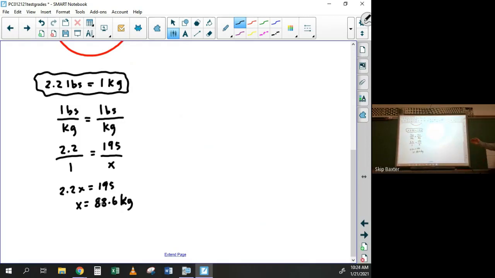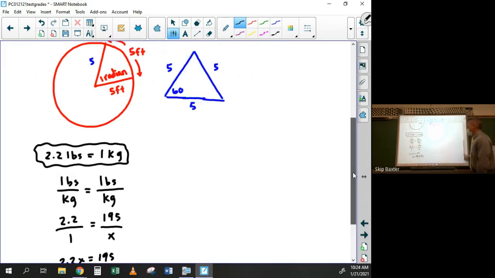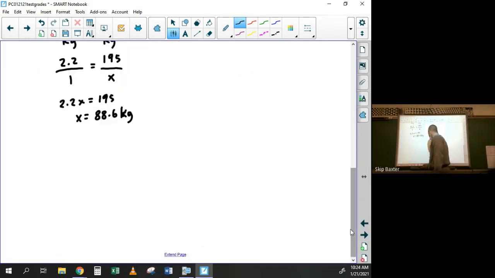So I could have switched from kilograms to pounds just as easily. The variable would just be on top, right? Instead of on the bottom. So if we can figure out how many radians there are in a degree, or how many degrees there are in a radian, or some type of conversion, then we could do the same thing between degrees and radians. Does everyone agree? Okay, so the way we can figure this out is just to use circumference.